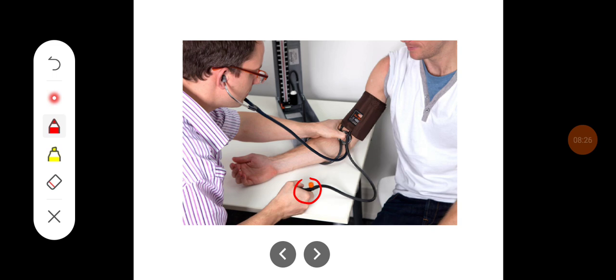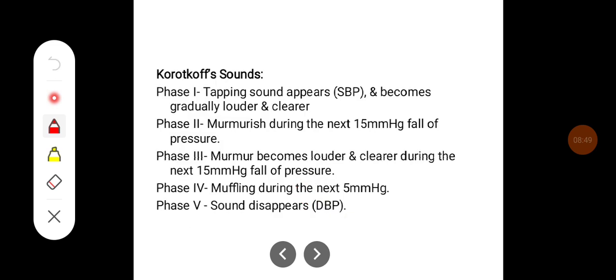systolic blood pressure. And as you gradually unscrew the air pump, you can hear the Korotkoff sounds, and at a point these sounds disappear, and that blood pressure is called the diastolic blood pressure. There are different phases of Korotkoff sounds. These sounds are heard because of the turbulent flow of the blood.